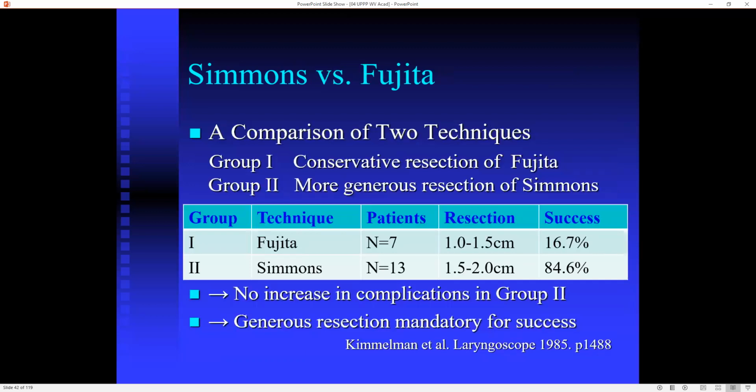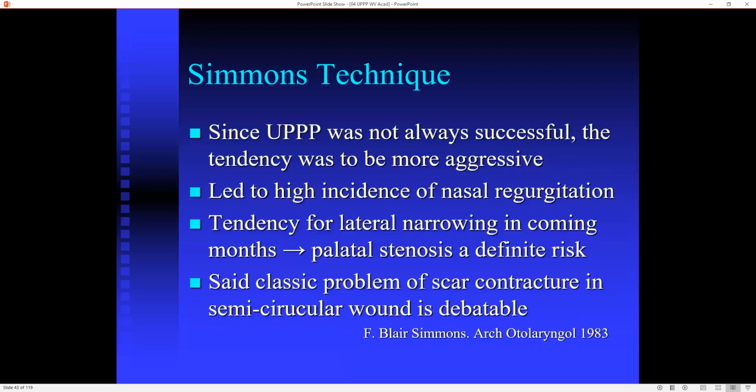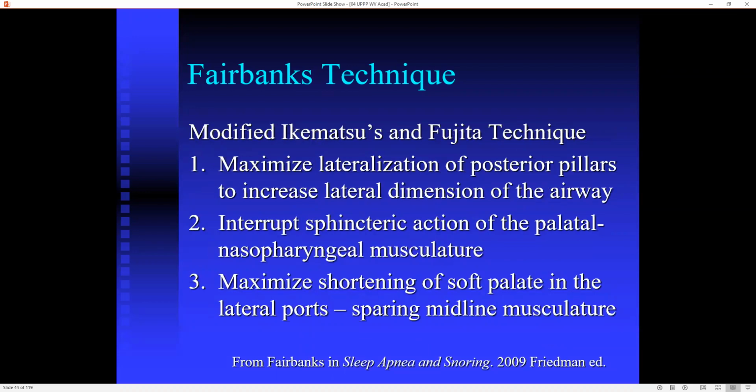When they compared Simmons and Fujita with the more aggressive resection, this paper said that there wasn't much difference except that you got better success, where in actuality, as it turned out, there were more complications, you would say, with more resection. So the tendency was to be more aggressive. Blair Simmons argued against this as being a problem, but his technique is really no longer used.